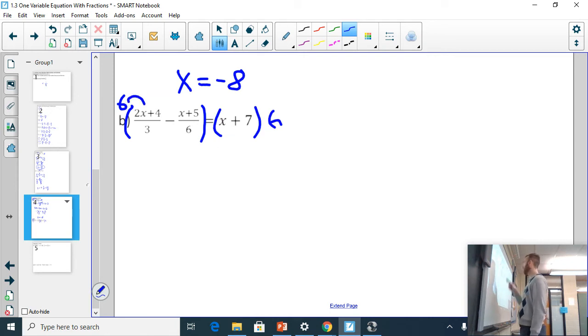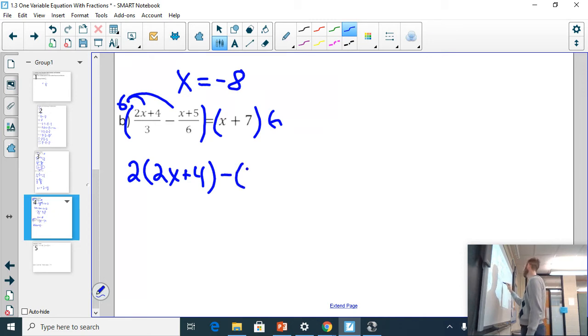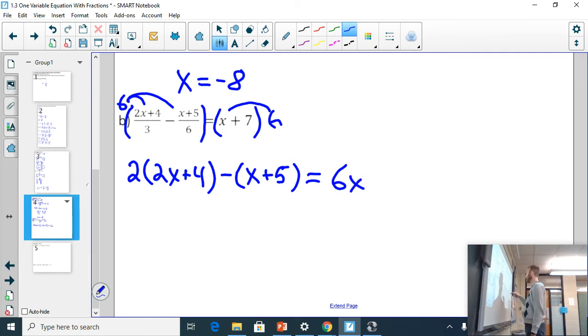When I do that here, the 6 and the 3 cancel, and I'll be left with the 2 on top, so that'll be 2 times 2x plus 4. And then here the 6 is just canceled, so I'll just have minus in quantity x plus 5. And then I'll have x plus 7 times 6, so on this side I'll have 6x, and then 42 from 6 times 7. It looks like a lot of stuff, but let's just get through it.